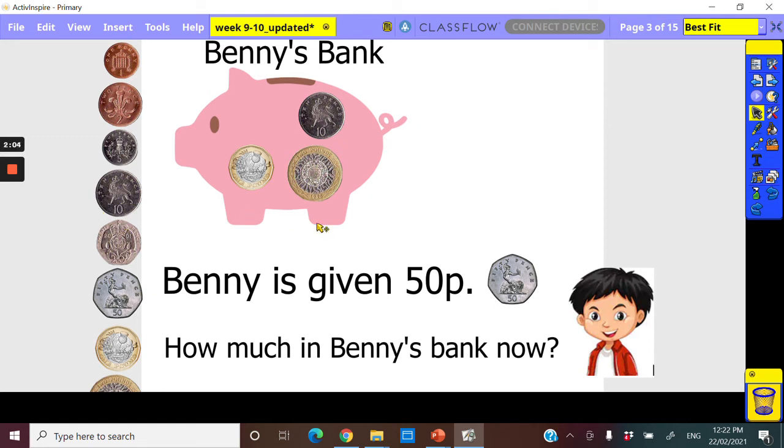Fantastic. Let's work out how much Benny has to start off with. He has £2 plus £1, £3 and 10 pence. He is given 50p. Now Benny has £3 and 60 pence. He has £3 and 60 pence. Give yourself a tick or press pause while you check over your answer.